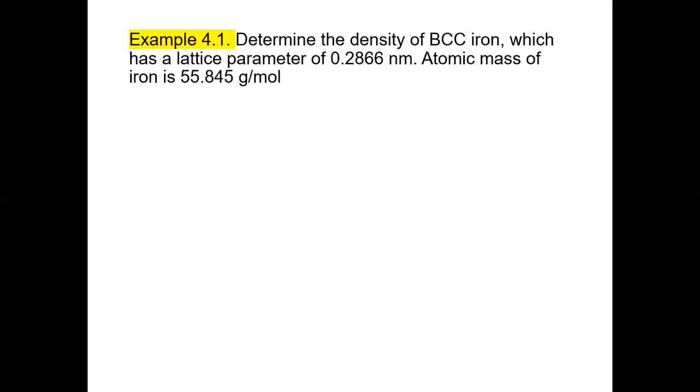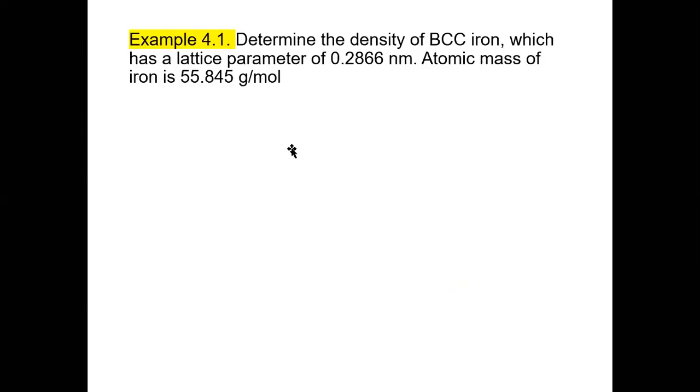So how do you find the density of BCC iron based on this information? Let me ask first, what is density? Density means the mass of a unit volume, right? In this case, the lattice parameter means the a value, that means the edge length. So if you consider a small unit cell of BCC iron, if you know the unit cell volume and the mass of the unit cell, then you can find the density, right?